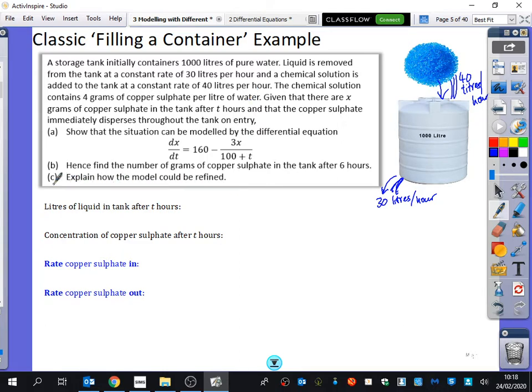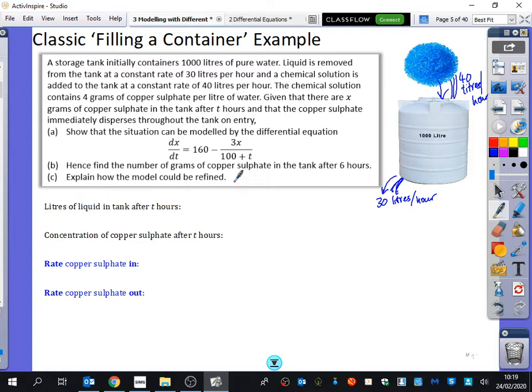So look, I'm already thinking about the model. I don't know why you guys are ignoring this bit. I'm already thinking about the model. Explain how the model could be refined. Well, it's just said that it immediately gets dispersed. We already know it doesn't get dispersed when you make an orange squash in your drink. It doesn't get immediately dispersed. So you've already got your way of refining this model and making it better, okay?